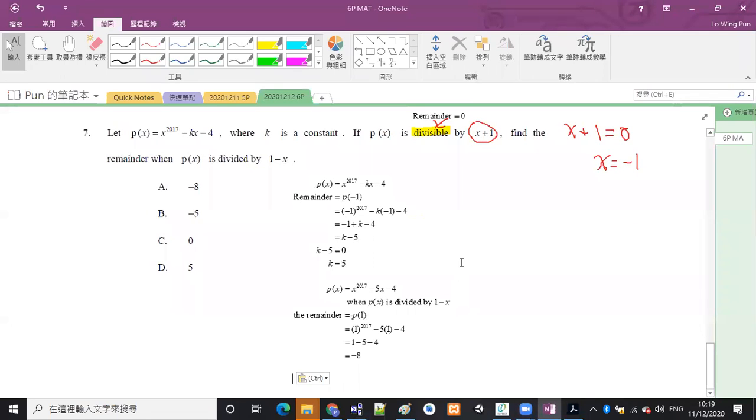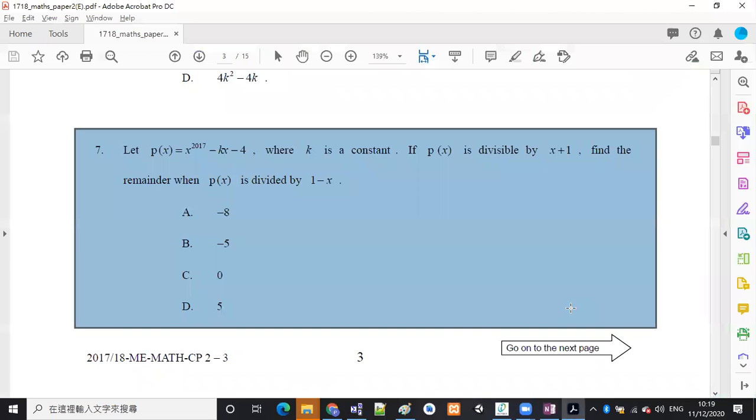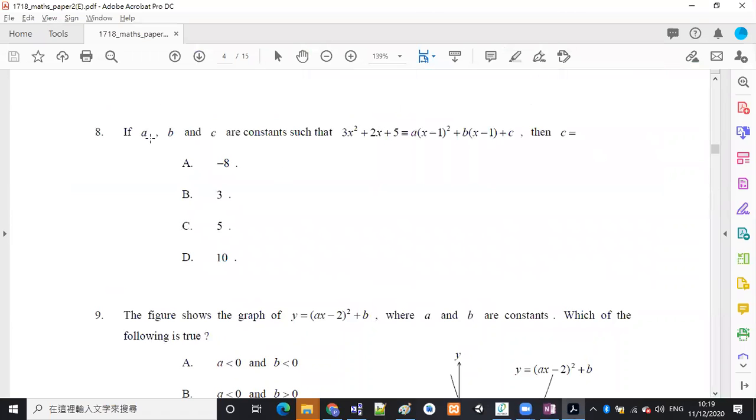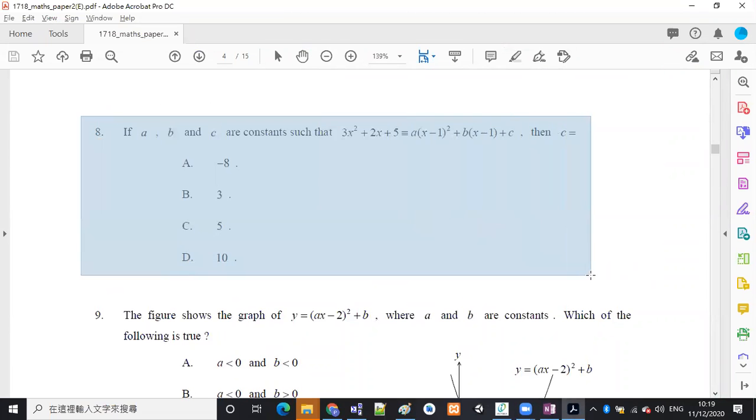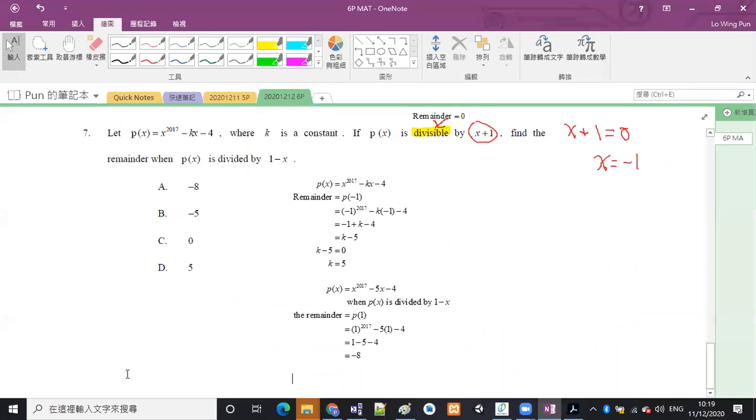Can you get this? This is the remainder theorem. This one is easy too. Number 8.